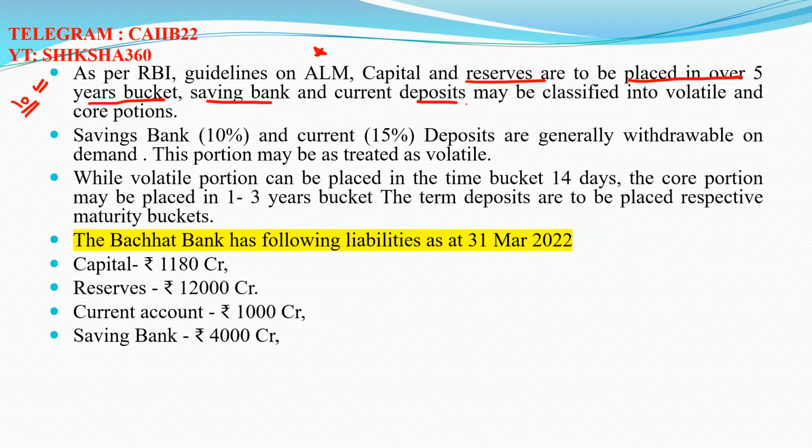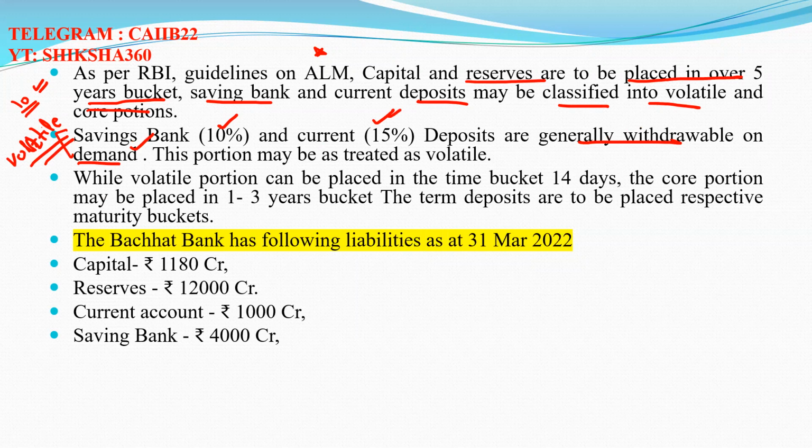Saving bank and current deposits may be classified into volatile and core portions. We have already discussed this. Saving bank 10% and current deposits 15% are generally withdrawable on demand. So this portion may be treated as volatile.